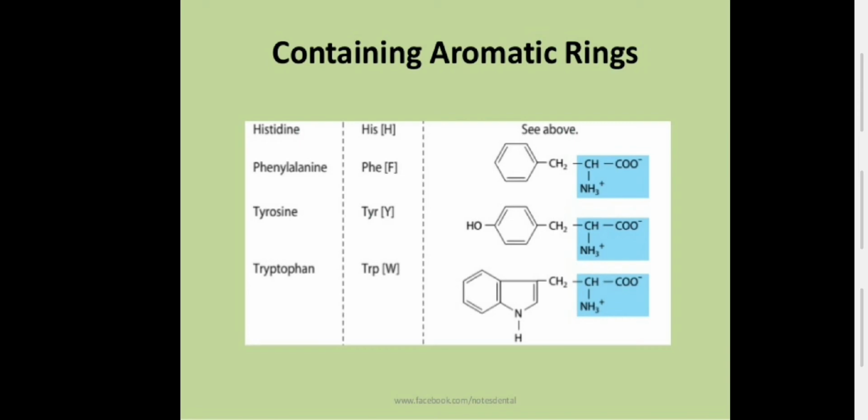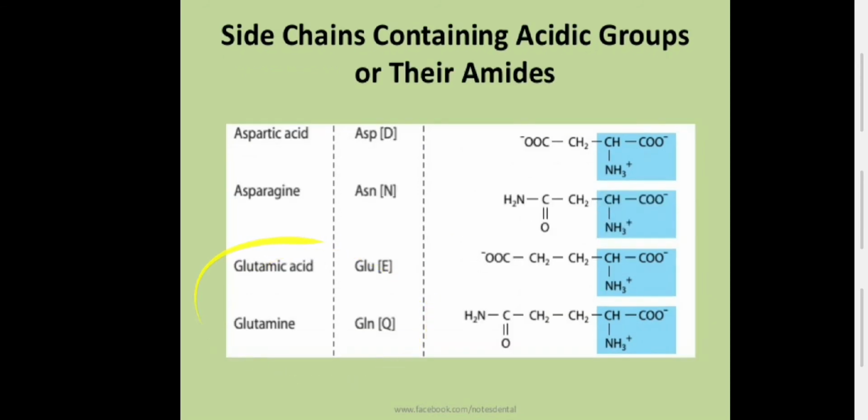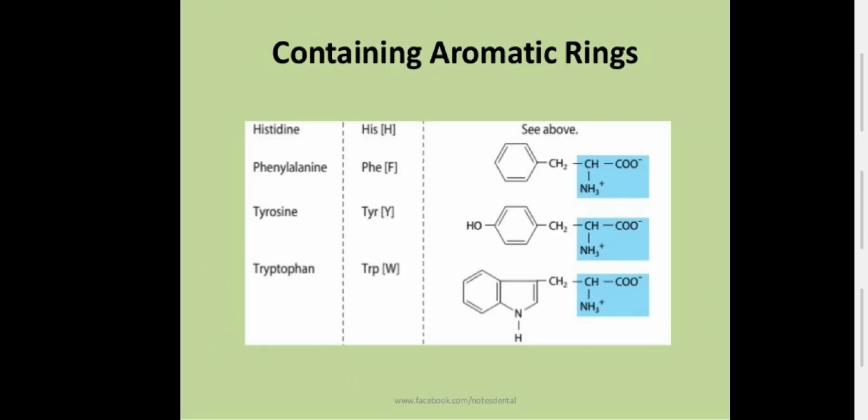When we say aromatic rings, the structural formula of it focuses on the rings. And these are the amino acids containing aromatic rings. So as you can see in the side chain of it, it's composed of rings. And as you observe, in this type of amino acid, it also has histidine. In the side chain containing basic group, it has histidine. Why? Because, as I've said, histidine is a semi-essential amino acid which is used to produce histamine and others.